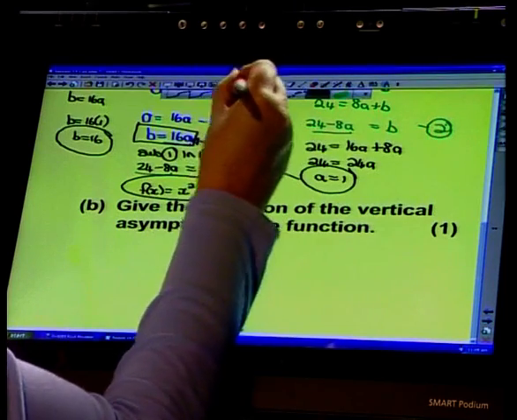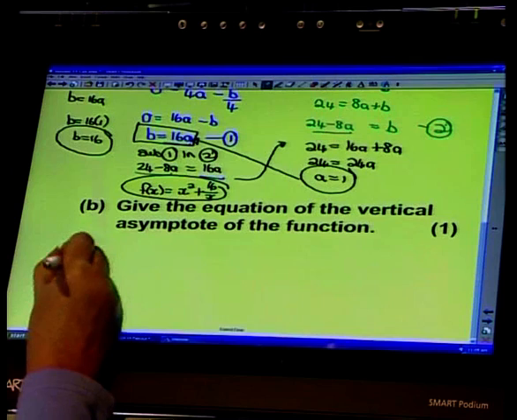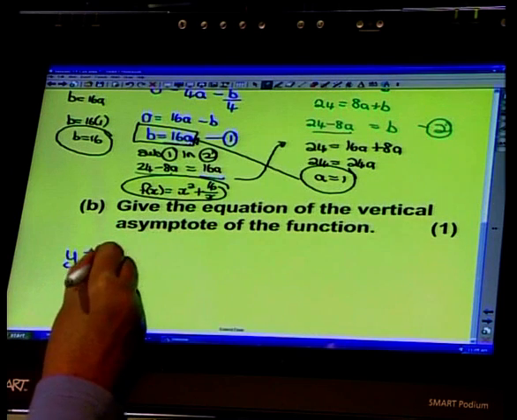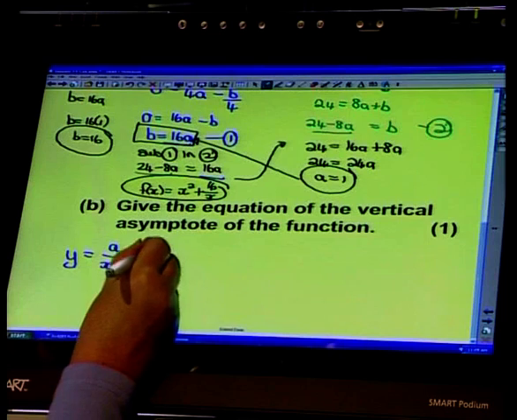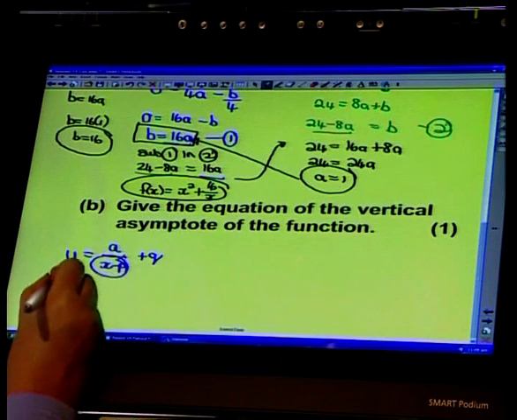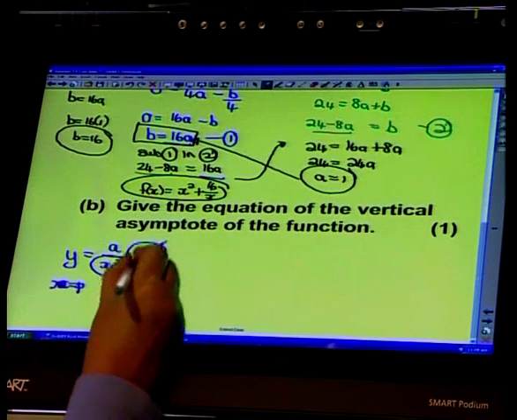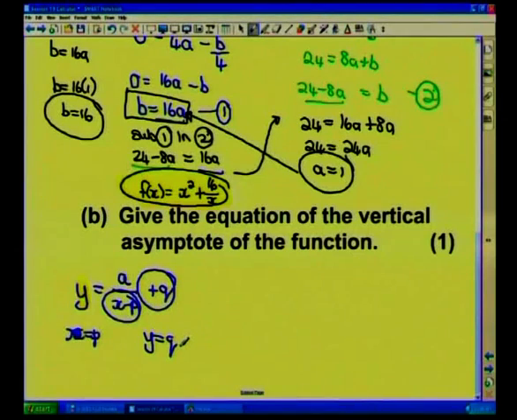Oh gosh, I forgot to change the pen back to a normal pen. So let's go there. y is equal to a over x minus p plus q. And you would know that x equals p gives me my vertical asymptote. And this would give me my horizontal one. And so basically the denominator decides your vertical asymptote. So let's have a look at that.